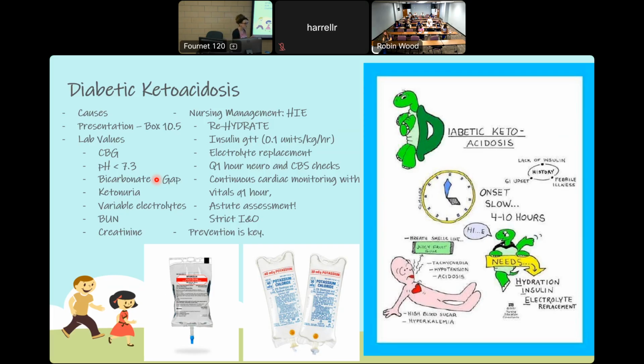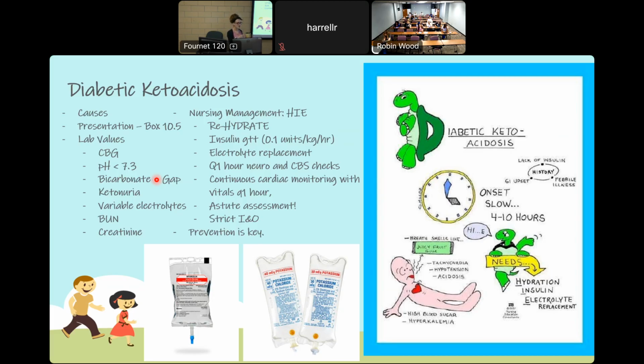Let's think critically. Why might I not want to do those at the same time? Why can't I just run the bolus and start them on insulin now? If you're giving insulin over a long time, in a controlled way, it's going to bring the blood sugar down.